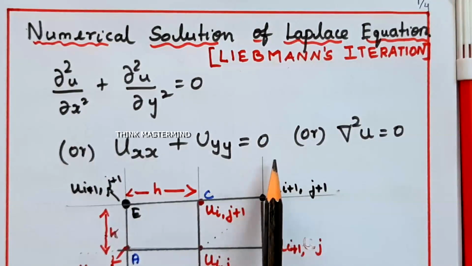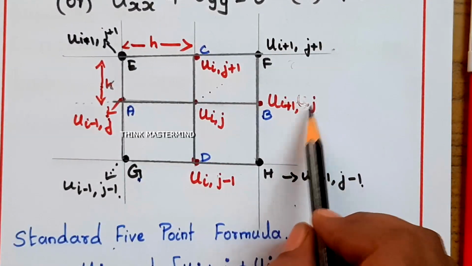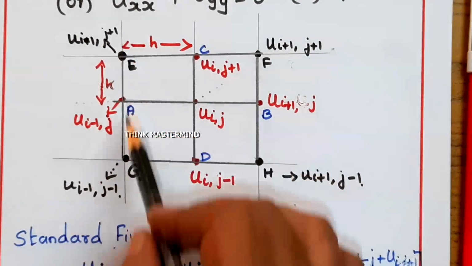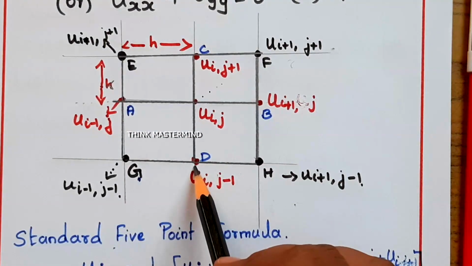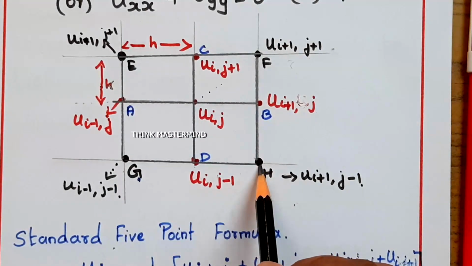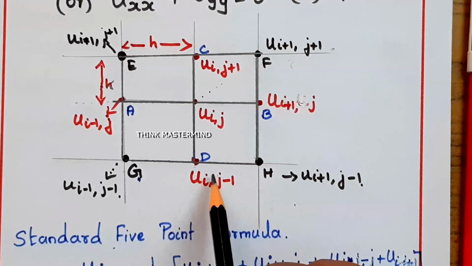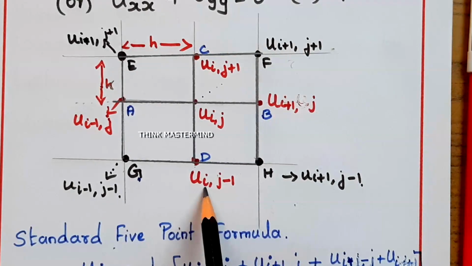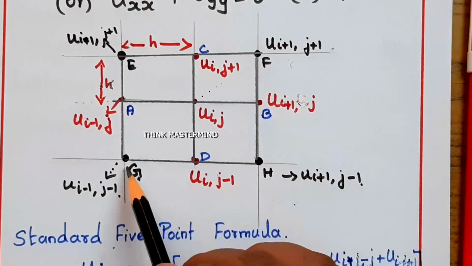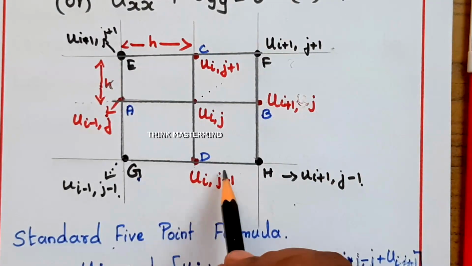So using the Liebmann's iteration method, we have to consider the square mesh. It represents the jth line, the j plus 1th line, the j minus 1th line. Similarly, the vertical lines are considered as the ith line, i minus 1, and i plus 1. So we represent the point by u. u is the solution of Laplace equation. Each point is represented according to the x value and y value. The x value is taken along the x axis and the y value along the y axis, and i and j represent the step size of x and y.